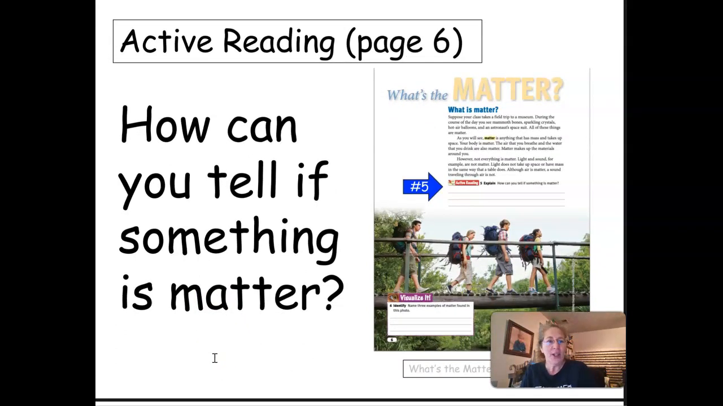As you read this section of the book on page 6, you're asked to do something called active reading. It's labeled number 5, and it says, how can you tell if something is matter? So pause the video and answer that question. One thing you could put is that you can measure it, and if it has mass, it is matter.